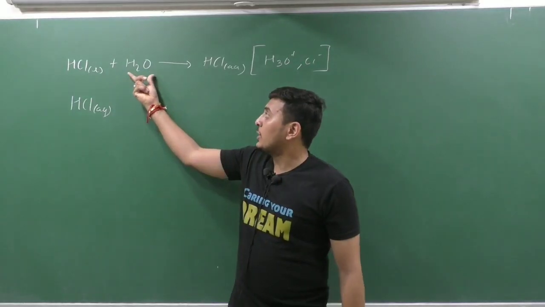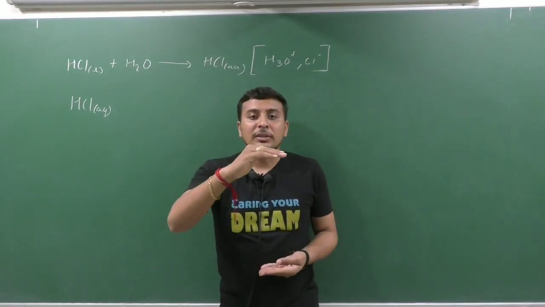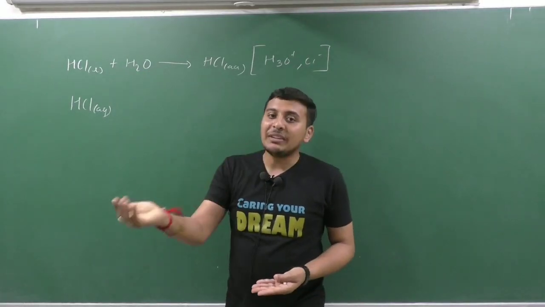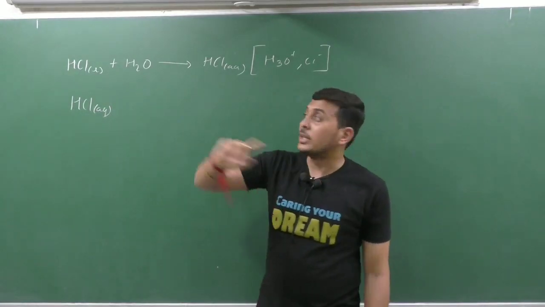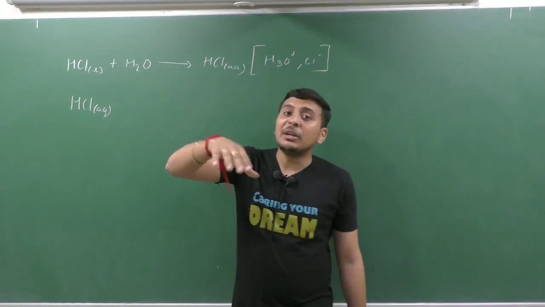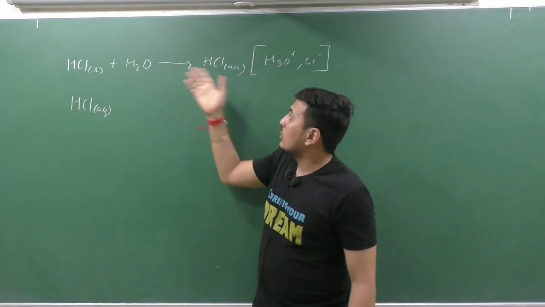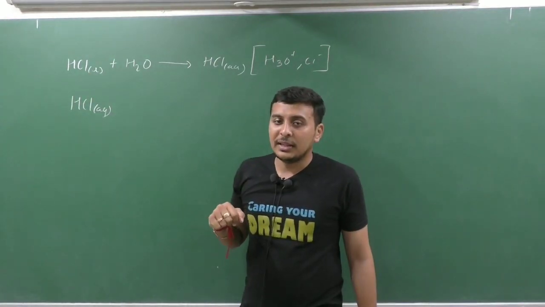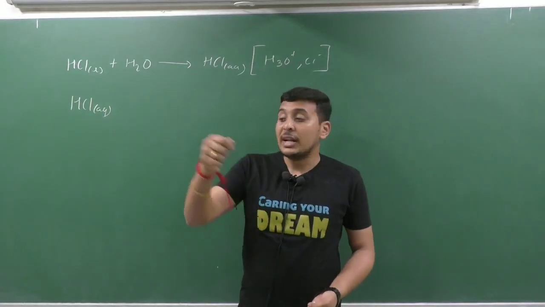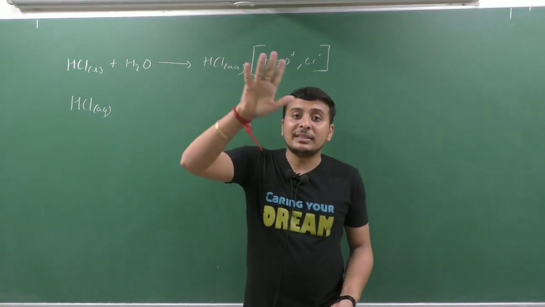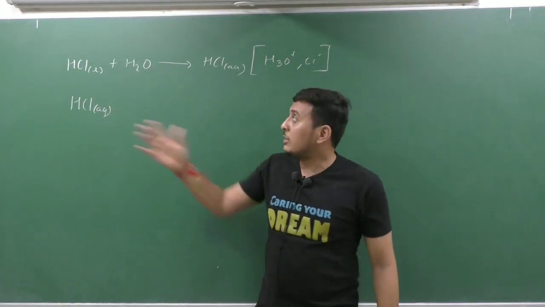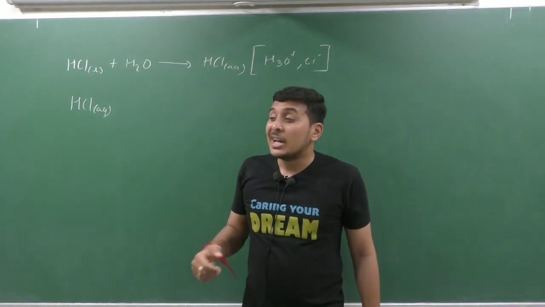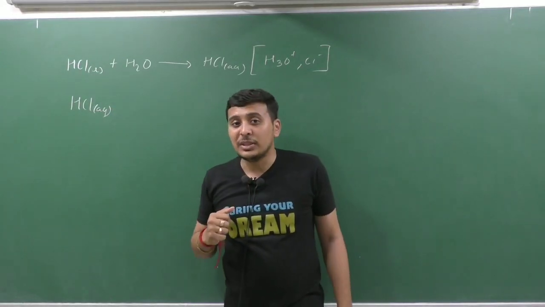Clear? It means, for example, I have a bucket full of water and I have added 10 ml of HCl into it. It is also known as aqueous solution of HCl. If I have a bucket full of water and I have added another bucket of HCl into that, that is also known as aqueous solution of HCl. How much amount of HCl we have added into it?